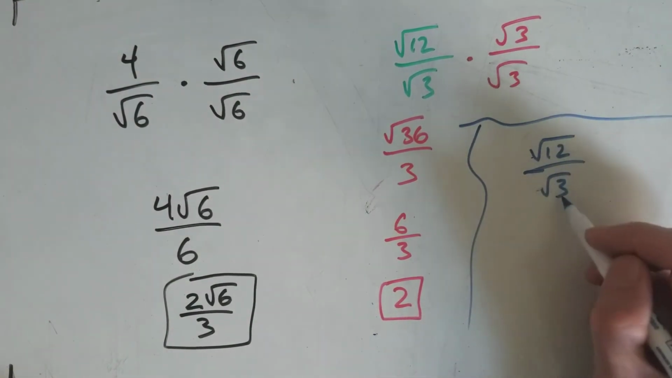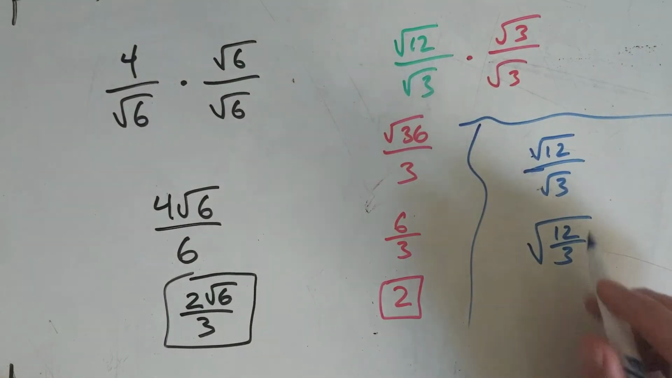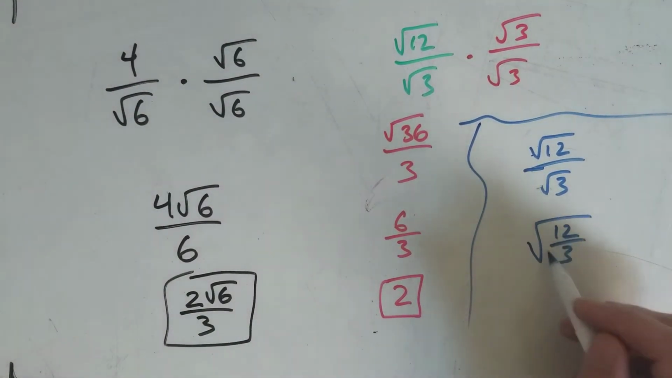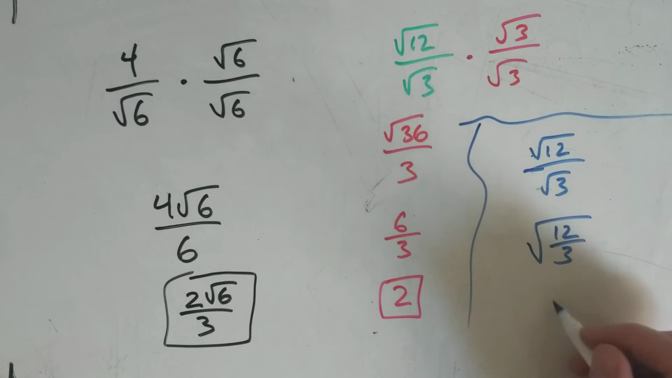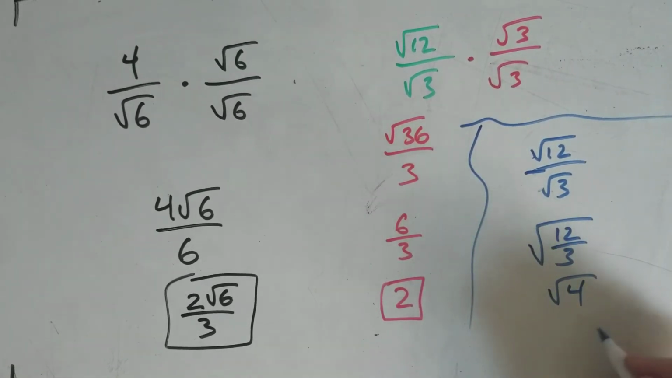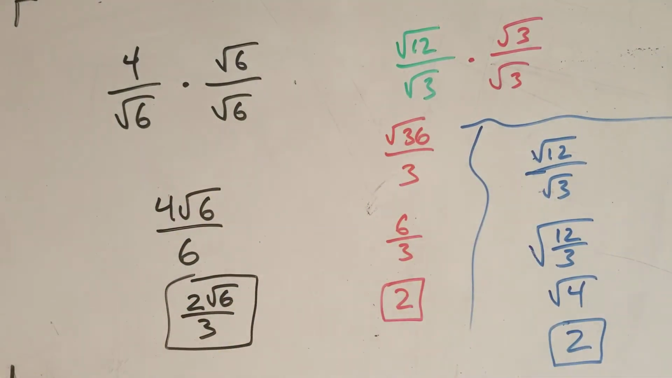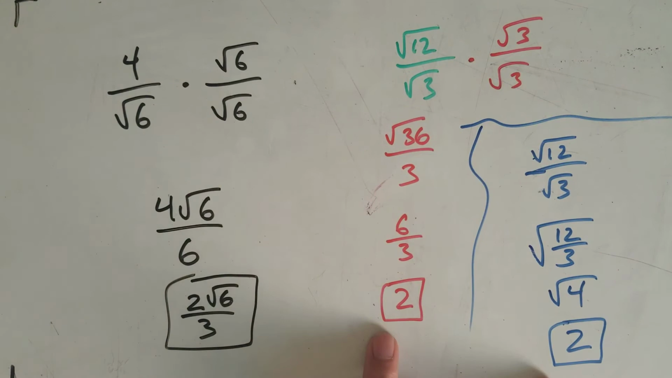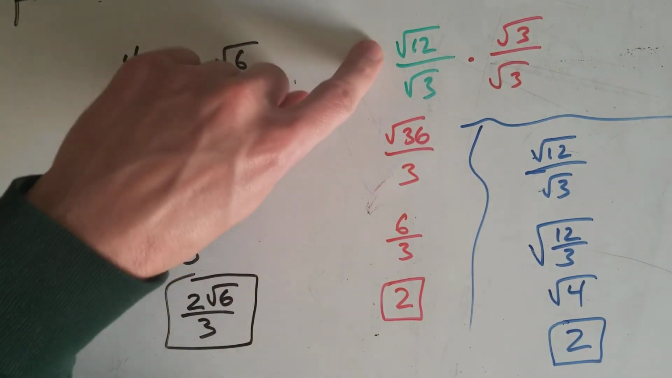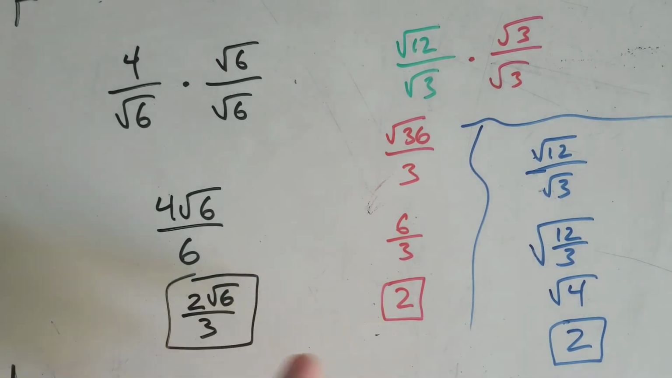So the square root of 12 over the square root of 3, that's the same as the square root of 12 over 3. The only reason I would use that here is because I know this is going to simplify to a nice number. Square root of 12 divided by 3 is 4. Square root of 4 is 2. So you get to 2 anyway. Either path is fine. You just want to get to the correct final value. So the square root of 12 divided by the square root of 3 has the same value as 2.